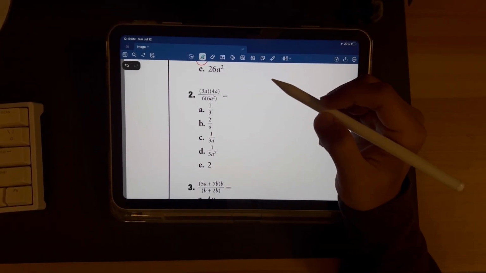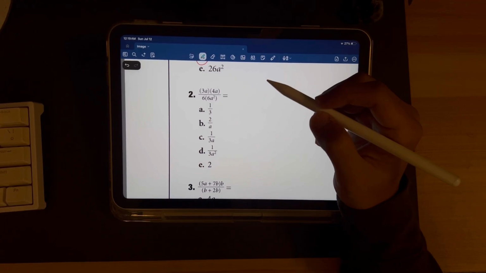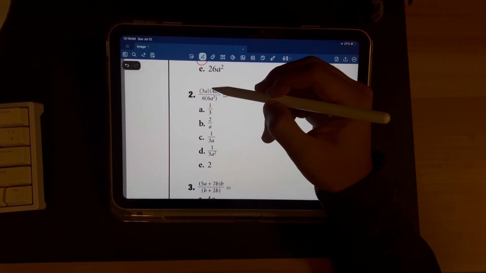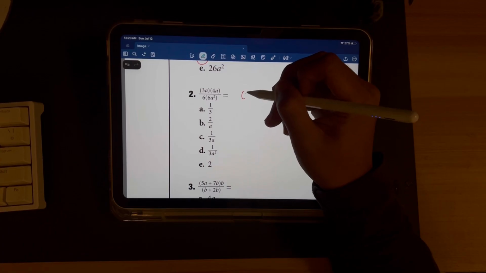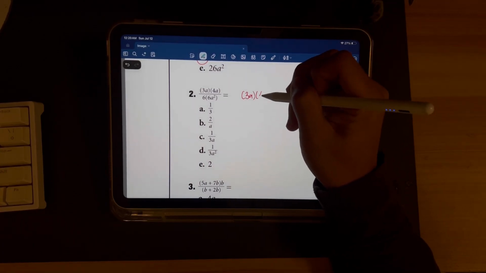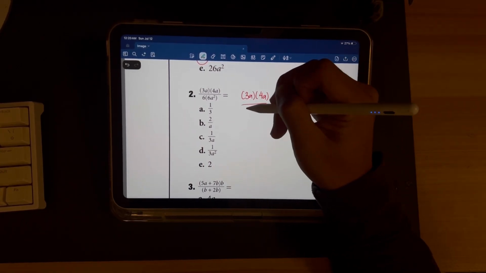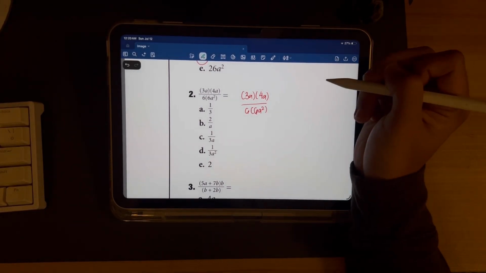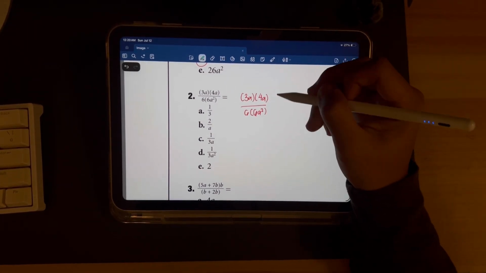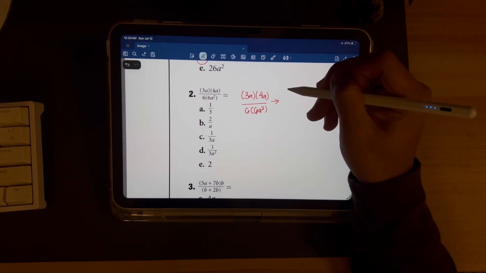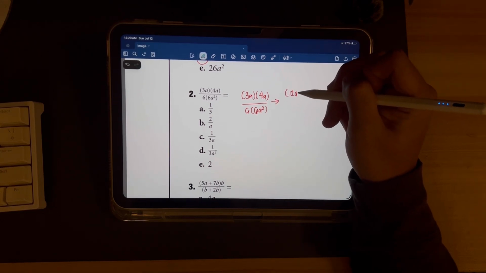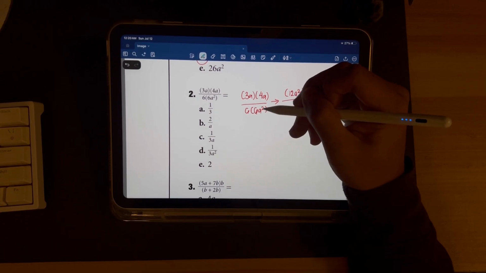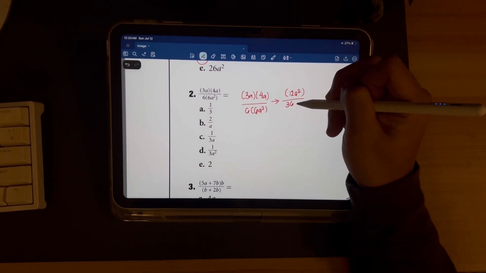Now, for the second question, we are again asked what will be the final value of these expressions. Since we have 3a, quantity of 4a over 6 multiplied by the quantity of 6a squared, we will first simplify the given expression by multiplying them. We have 12a squared over 6 times 6, that is 36, times a squared, that would be 36a squared.